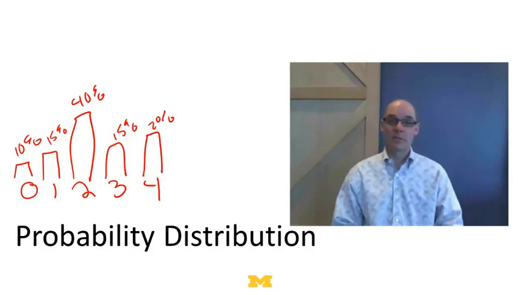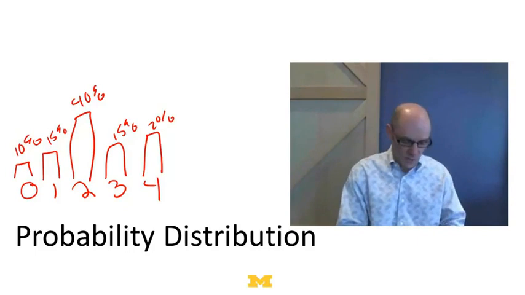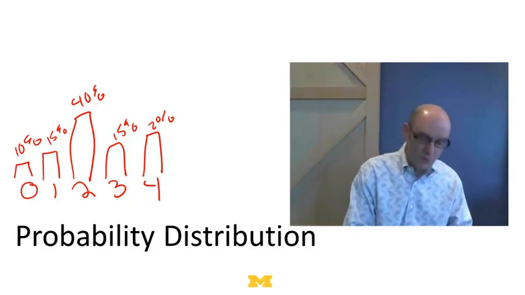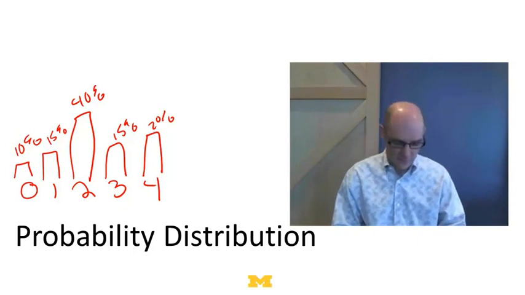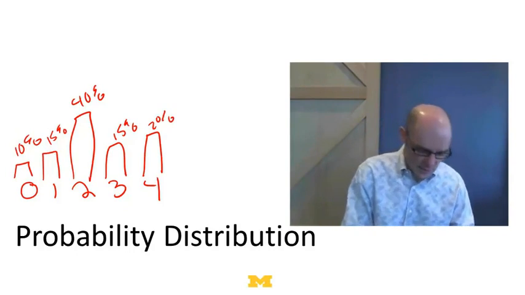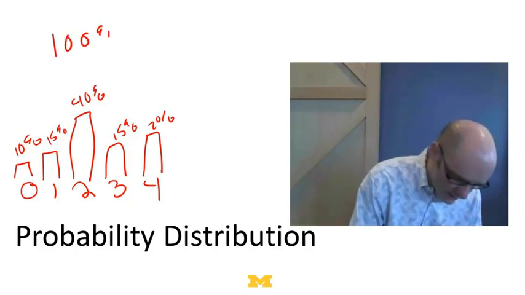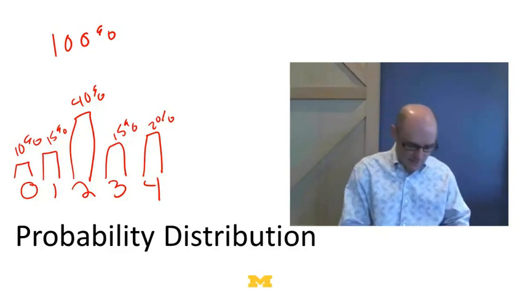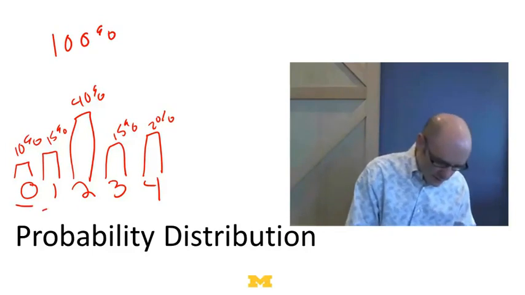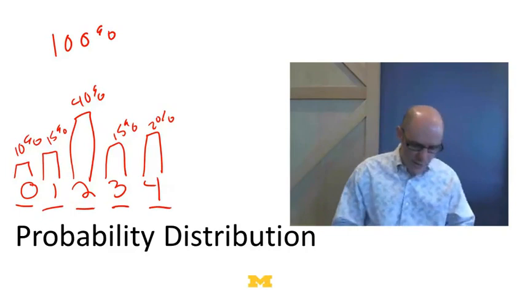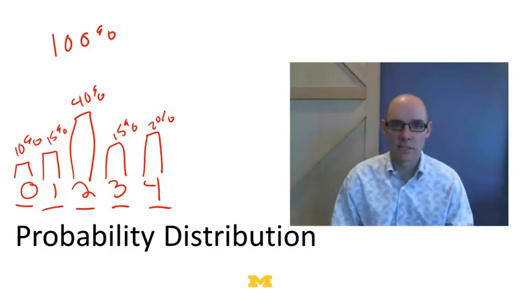Now, the thing to note about a probability distribution is each one of these probabilities is less than 1, right? And if we sum them up, we get 25 plus 40 is 65, plus 15 is 80, plus 20 is 100. So we get a total of 100%. So what a probability distribution tells us is what are the different things that could happen? 0, 1, 2, 3, and 4. And then it tells us the likelihood of each of those things.